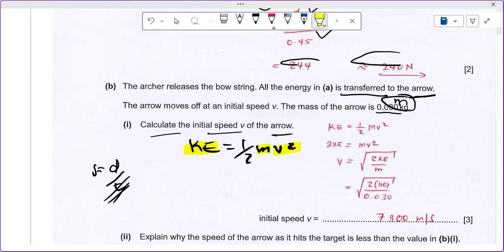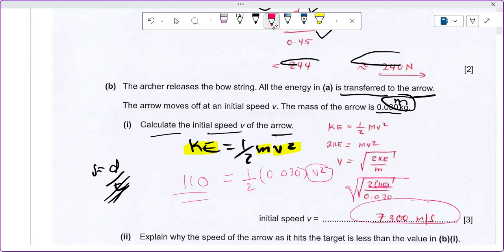That will be 110 equals a half, multiplied by the mass, which is 0.0030, times v squared. This will give you a value. That value can be divided into this. And then to get v, you can only get it if you take the square root, which is exactly what you see here. To get rid of the half, I would have multiplied both sides by 2. That's why you could see this here. Divided by that 0.003 to give me an initial speed of 7,300 meters per second.